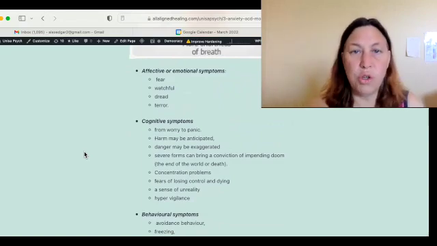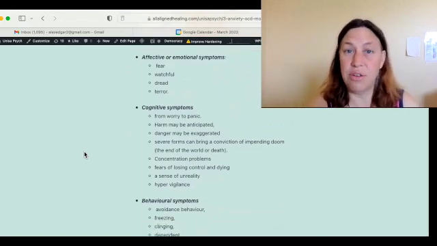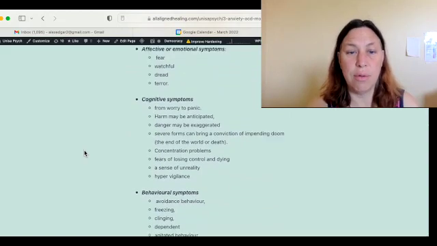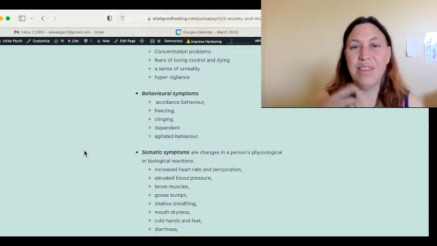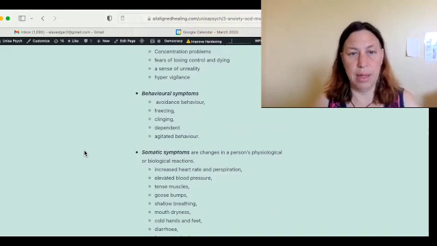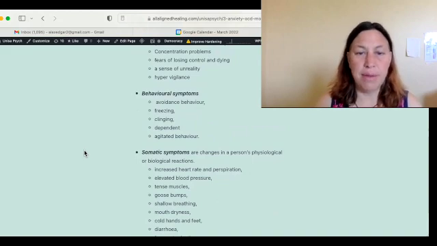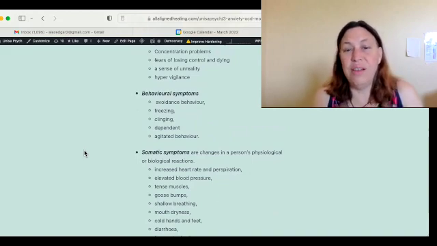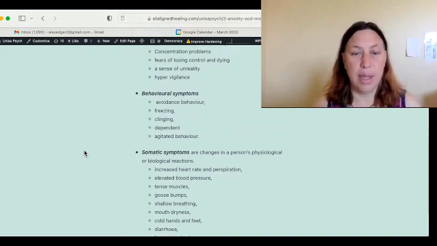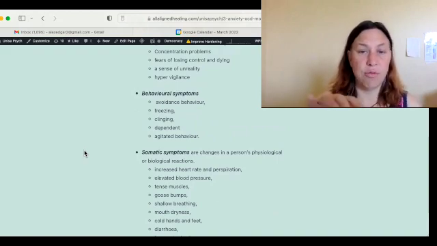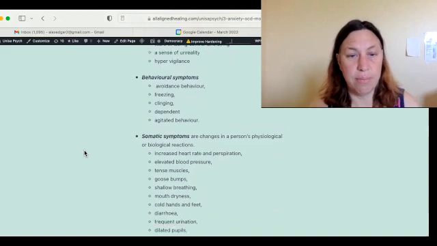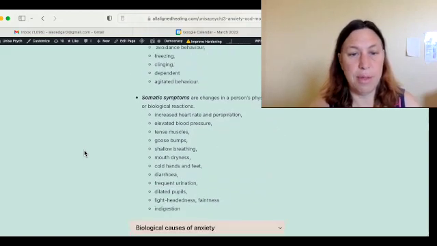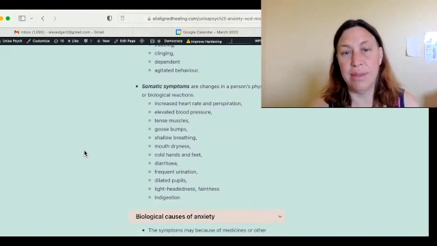It's important to know which are which because that's how they catch us out in the exams. Behavior is anything that you do. Okay, so it would include things like freezing or dependent behavior. Somatic symptoms are anything that you feel in your body, that happens in your body. Okay, such as diarrhea, increased heart rate, goosebumps, etc., lightheadedness.